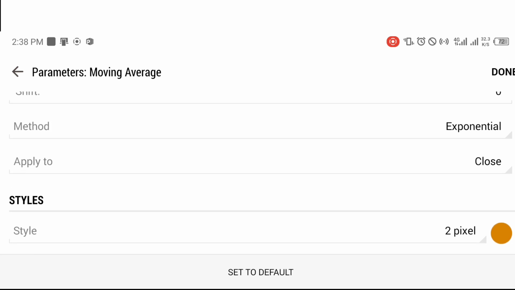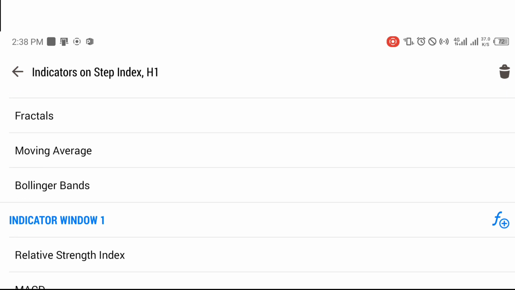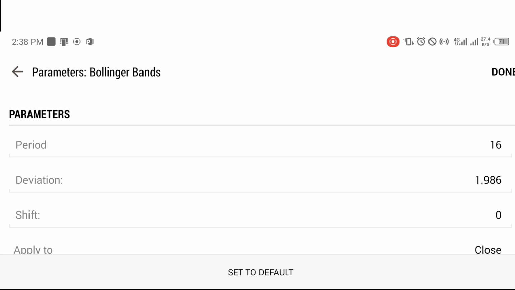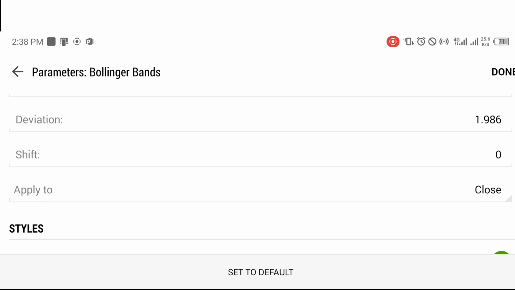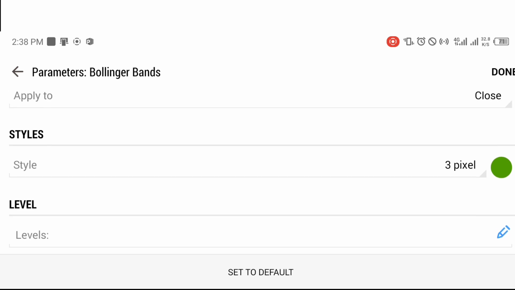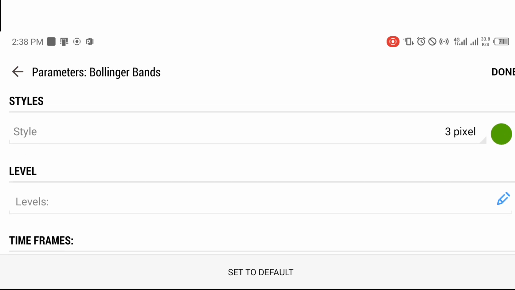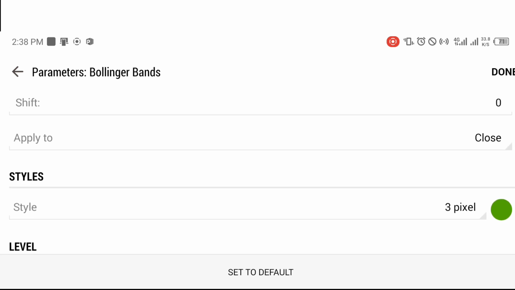Then you click done, and the game changer, in fact the two indicators, the moving average and this Bollinger Band. This is the setting, the parameters of the Bollinger Band. We have the period to be 16, deviation is 1.986. Make sure it is exactly like this. Then shift is 0, you apply it to close, and you can choose any color for the stars and pixels. You can make the pixels stay so that it will be visible. And that's just going to be all.